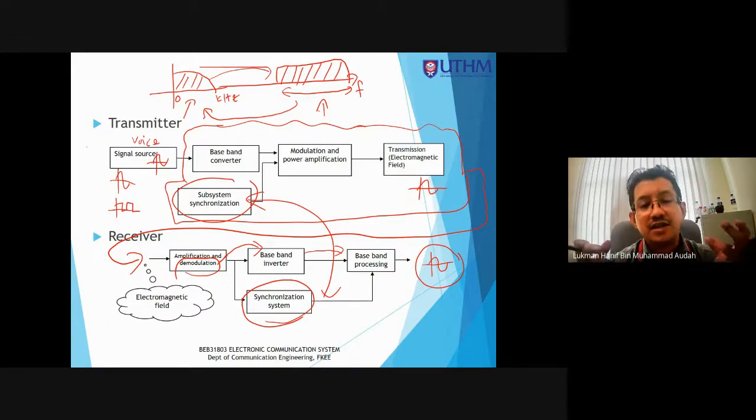Okay, so hanya dalam digital system we have the synchronization system. In analog we don't have the synchronization system. This synchronization is more about the time synchronization, lebih kepada time synchronization between transmitter and receiver.